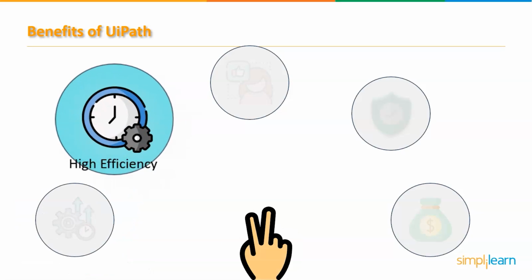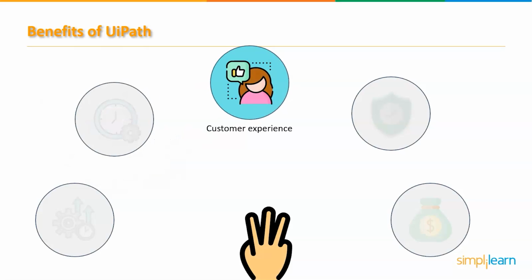Next, we have high efficiency. RPA software does not need a break. It can operate 24 hours a day. A single RPA robot may replace 2 to 5 full-time workers. If not more, robots can do the same amount of work in less time or more work at the same time than humans.